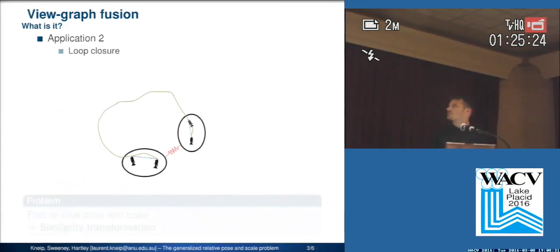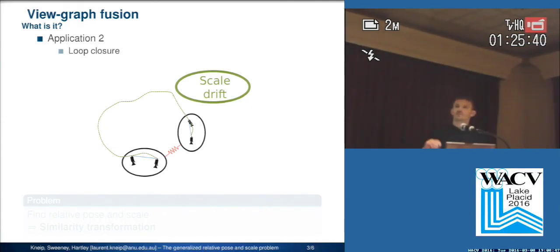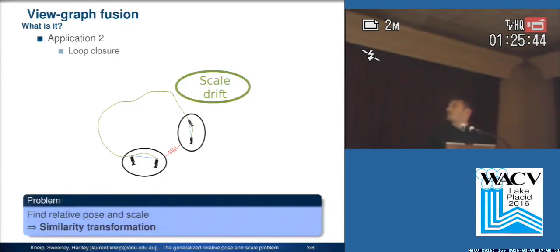A different application is loop closure in visual SLAM, and the idea is that instead of using single graphs, you may want to use a fusion of these different graphs. Again, the problem here is that each of these graphs suffers from a scale drift problem. So in short, view graph fusion can be seen as the problem of finding a relative pose and a scale between these two graphs, or as a similarity transformation problem.